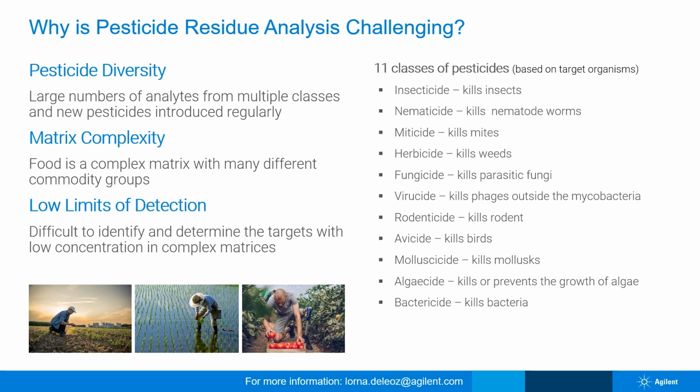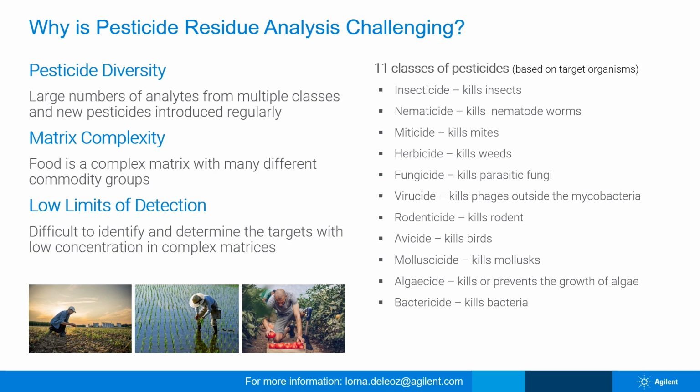For example, insecticides kill insects, so pesticides are a very diverse group of compounds, and we need both LC and GC-MS-MS to detect them. As governments monitor more and more pesticides, laboratories have to include more compounds in their analytical methods. Another challenge is the matrix complexity.